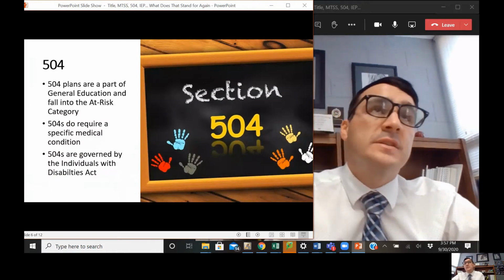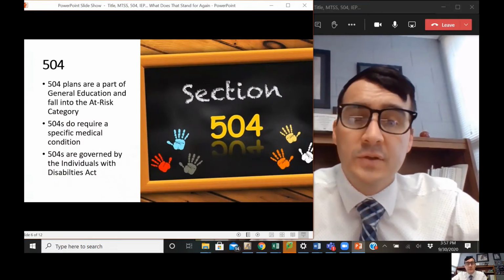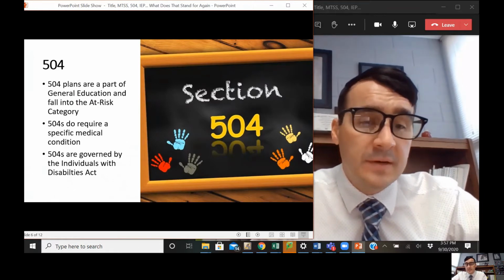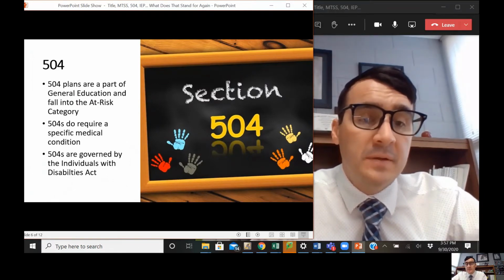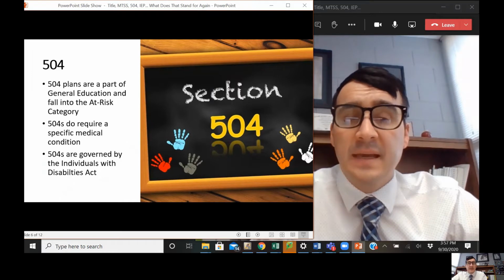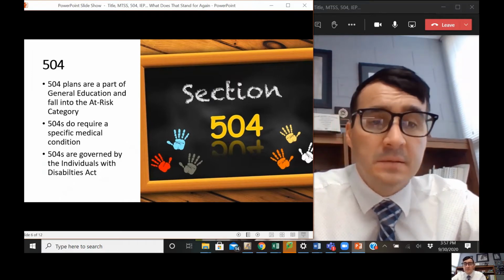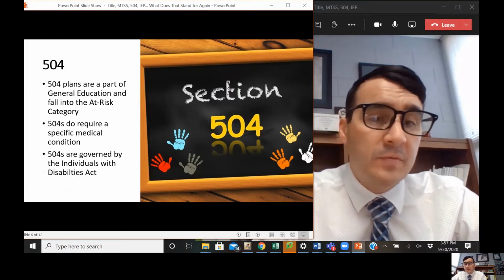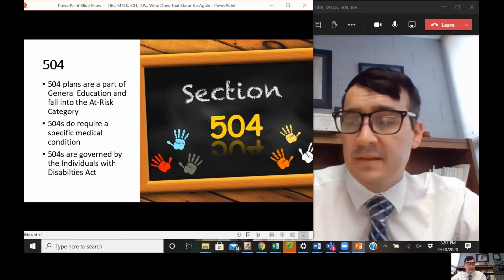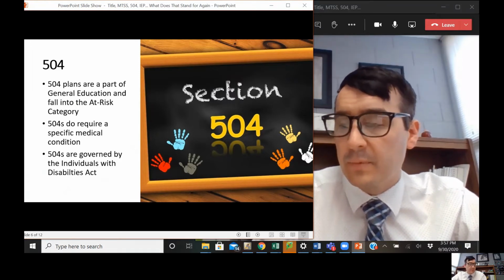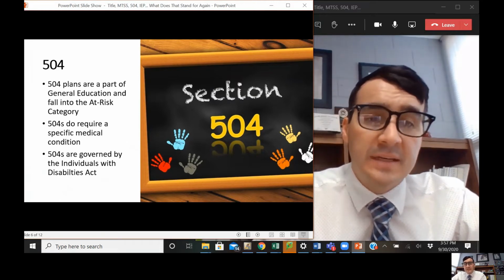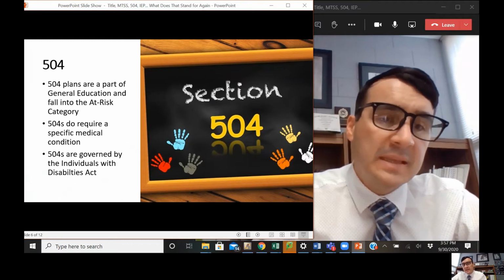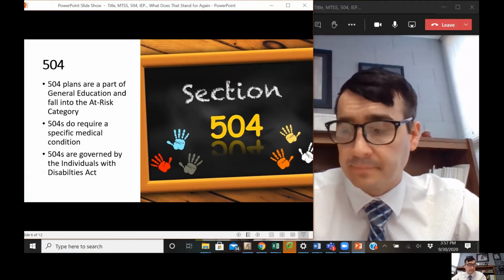Well, that's a pretty good segue into 504. Section 504 is governed by the Individuals with Disabilities Act, and it's a civil rights compliance thing. The purpose of 504 plans is to provide equal access. Like the example with the glasses, that child needs something to access the education the same as others, but it doesn't mean they have a learning disability.